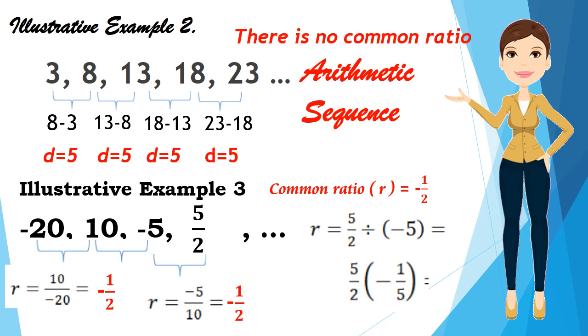Multiply it to the numerator. And then, as you can see, there is a common number 5 on its opposite position. So, you have to cancel 5. Then, 1 times 1, the answer is 1. And then, you have 2 times 1, the answer is 2. Copy the negative sign. So, the ratio is negative 1 half. So, we just prove that the common ratio is negative 1 half. And this sequence is a geometric sequence.